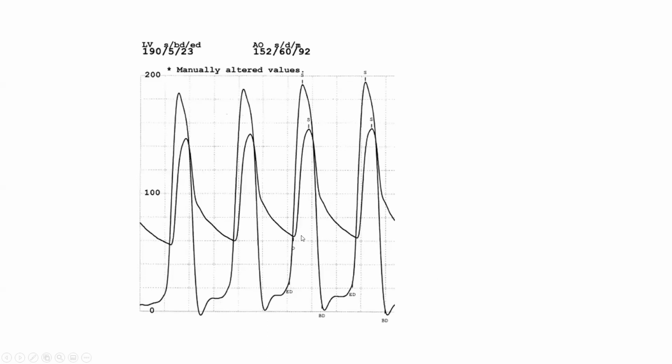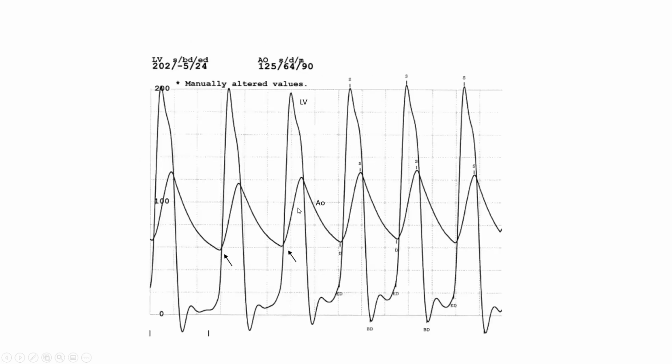Okay. So that AS, in retrospect, was not considered severe by morphology, at least. And I think even eventually the pressure measurement did not come up as severe. So dramatic difference in pressure gradient between this and that. And this is due to damping errors.